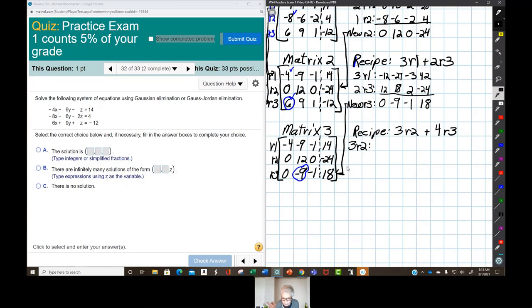All right, here we go. 3 times 0 is 0. 3 times 12 is 36. 3 times 0 is 0. And 3 times 24 is 72. Negative 72, because it's negative 24. Double check. 12 carry the 1. Yes, okay. Now, 4 times row 3.